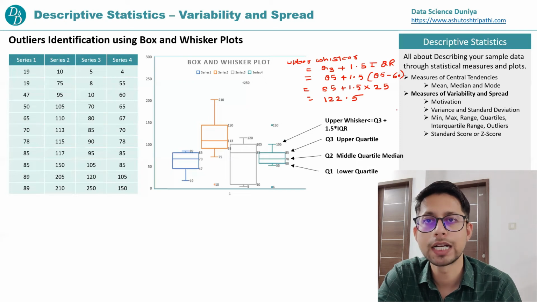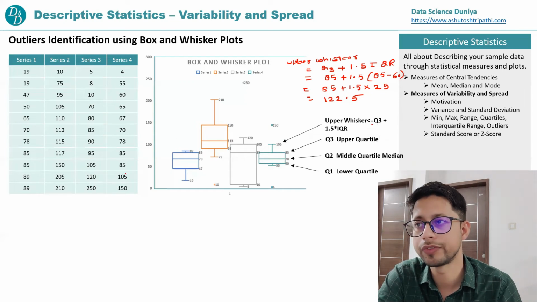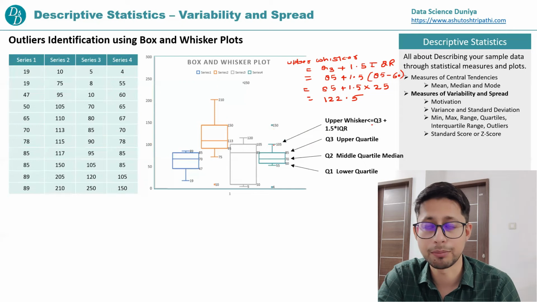That's where the upper whisker is the closest value that is less than or equal to this calculated value. If you find the closest value just less than 122.5, that is 105. So that's where the upper whisker will become 105. Okay, so that is the upper whisker.